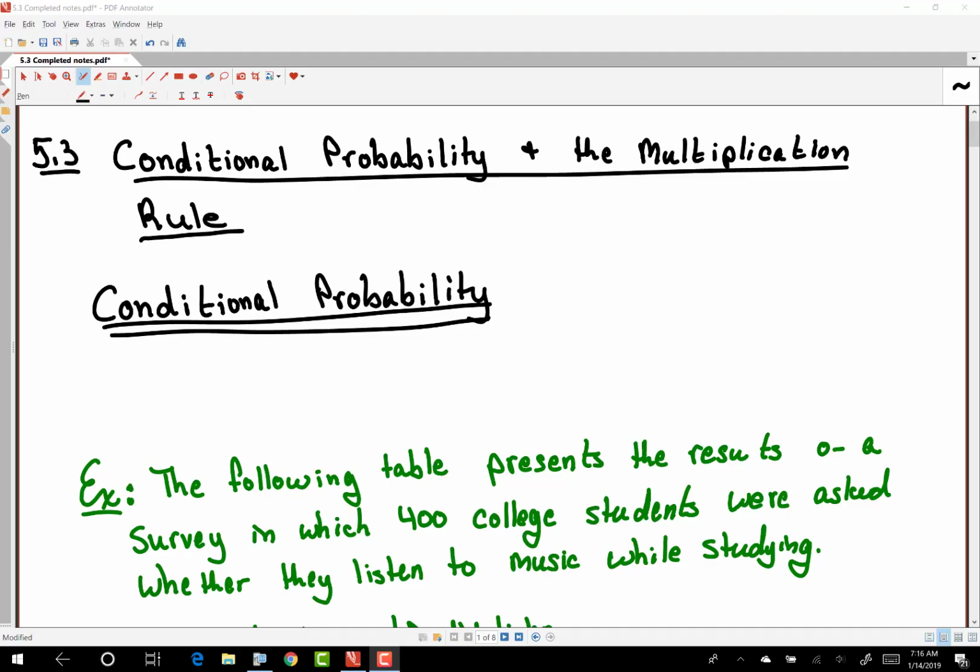Okay, section 5.3 is on conditional probability and the multiplication rule. And we're going to look at conditional probability first. The symbol for conditional probability is the probability of B given A. That's how we write it, so it's B/A. And what this means is it's the probability of B given that A has already occurred.